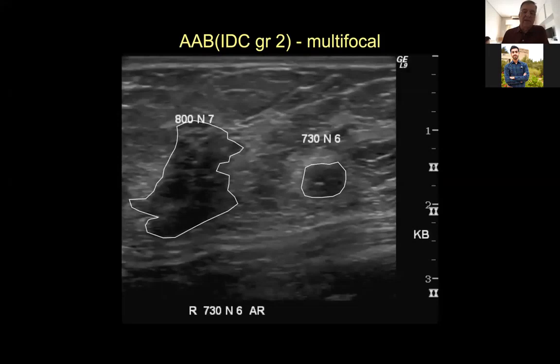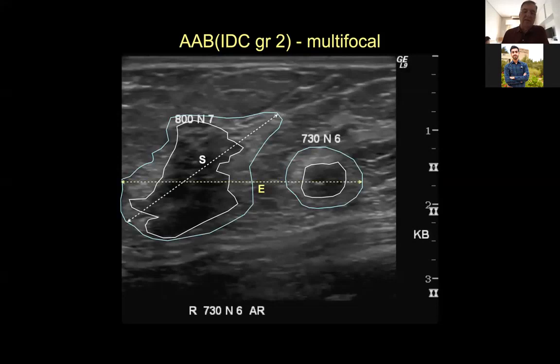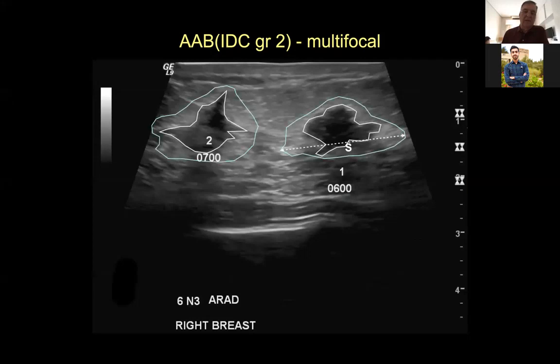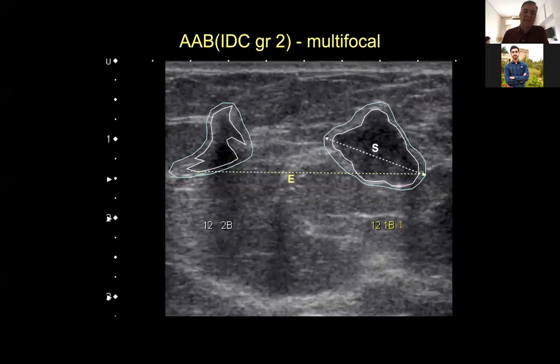Again, index lesion on the left, satellite lesion on the right. Size, extent, grossly different. Multifocal lesion, size, extent, markedly different. Size, extent, markedly different.